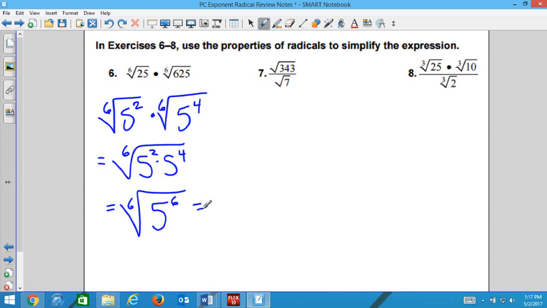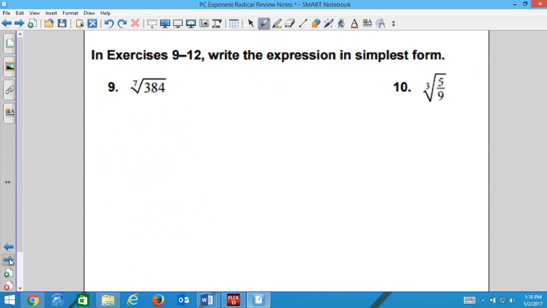Now, in my head, I am thinking this next step. I don't always show it, but in my head, I am taking this and writing it in exponential form: 5 to the power of 6, to the 1/6. So 5 to the 6/6 is equal to 5 to the first, which is 5. So we did all of that, and we didn't even have to multiply together 25 times 625. A little bit easier way of doing that kind of thing when you can reduce them down. I'm going to skip those. We're going to go to number 9.